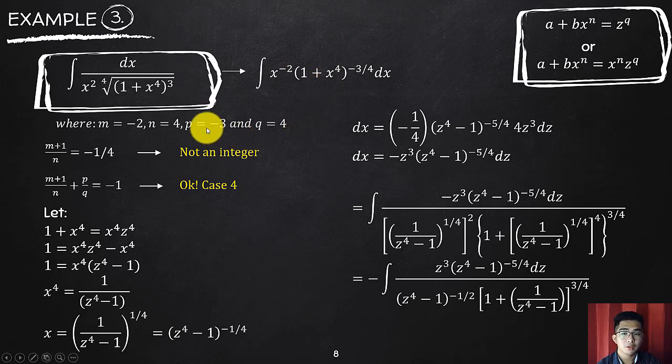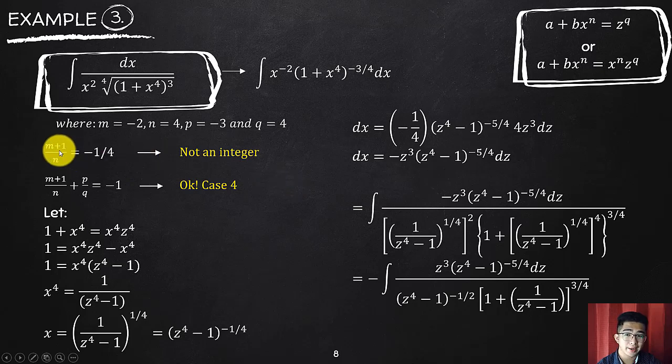Then it follows also the quantity raised to p over q. What is our p? Negative 3. What is our q? 4. Okay, so does this fall under case 3 or case 4? How do we know which case it falls to? Simply follow the condition. If m plus 1 over n is an integer, it falls under case 3. But if m plus 1 over n is not an integer, and if m plus 1 over n plus p over q is an integer, therefore it falls under case 4.